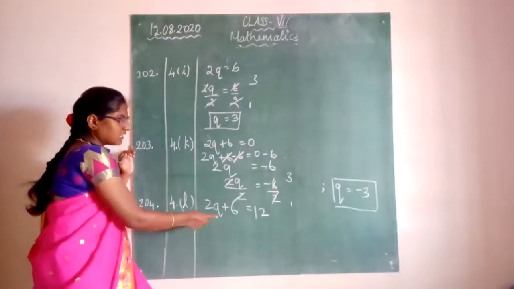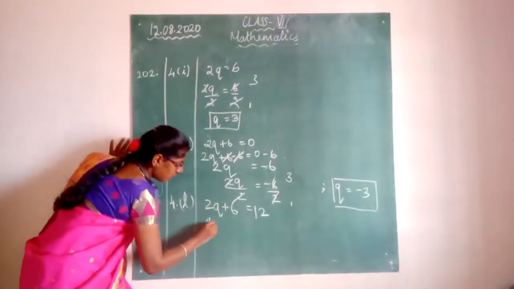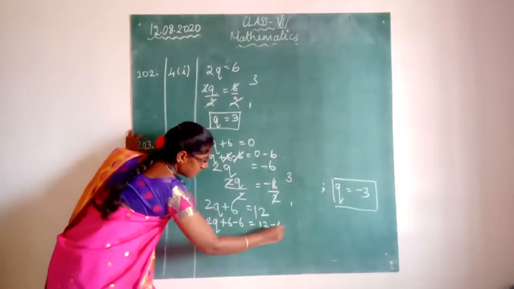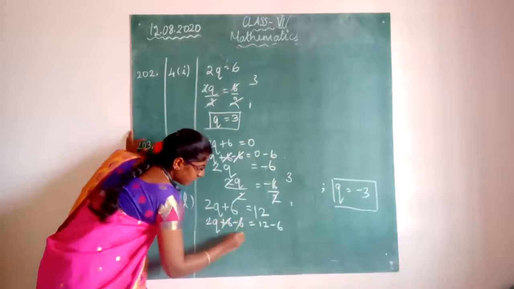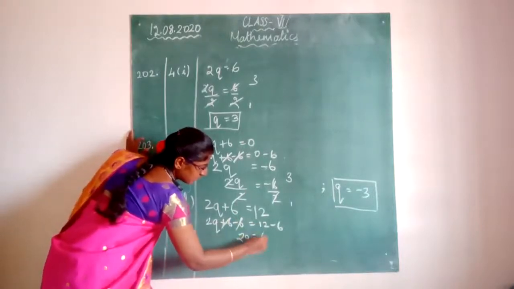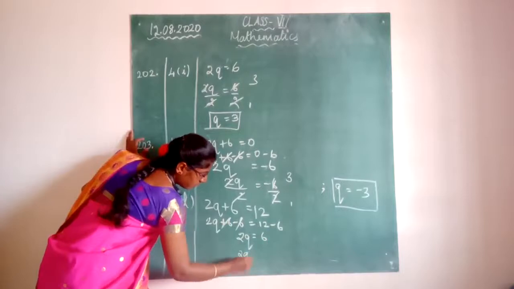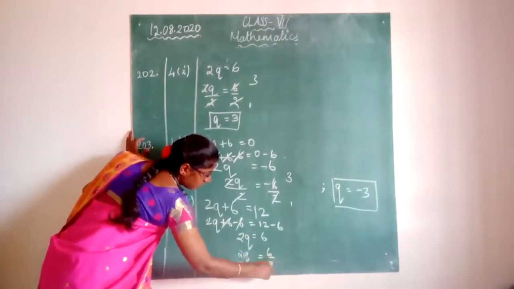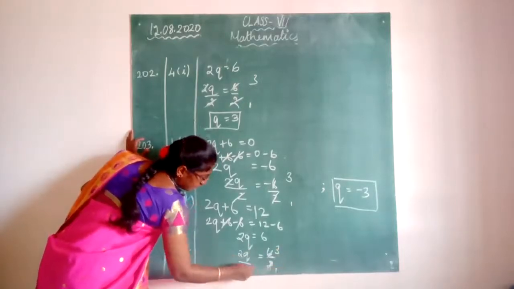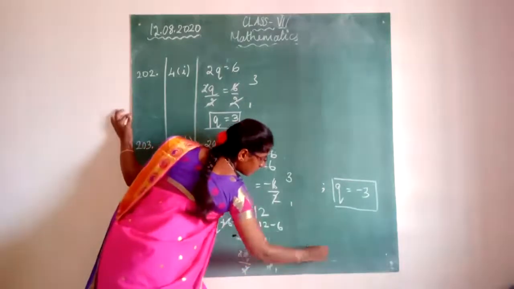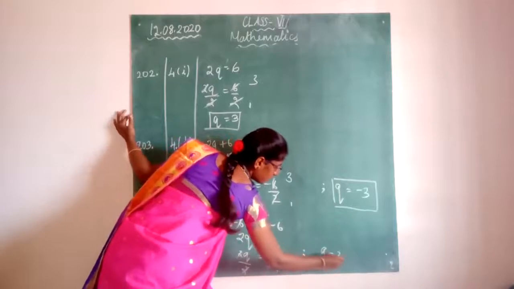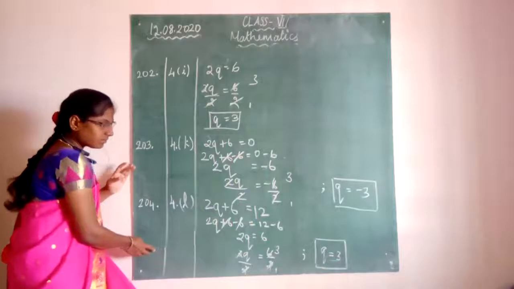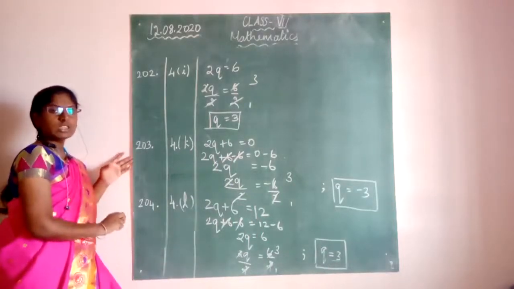Next, 2q plus 6 is equal to 12. Here also same thing we have to do. Subtract 6 on both sides. Okay. So you will have 2q is equal to 6 and 2q divided by 2 is equal to 6 by 2. It will get cancelled. So at last q is equal to 3. So is it clear? So that's all. We have discussed all the homework answers.